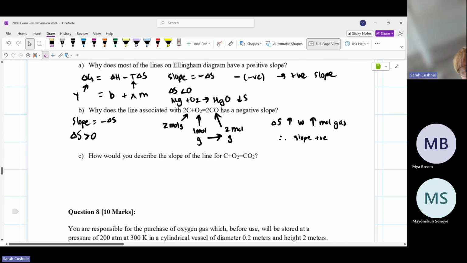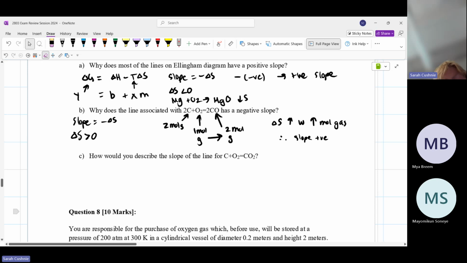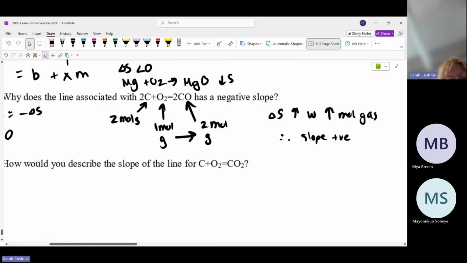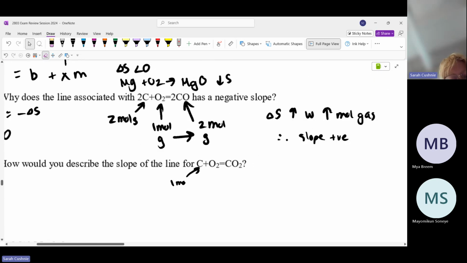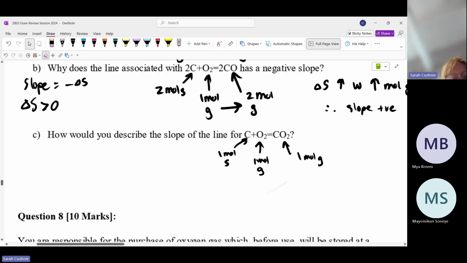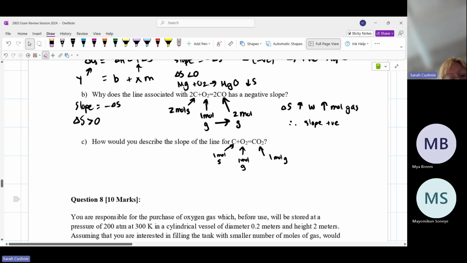And now we have, how would you describe the line of the slope for C plus O2 is CO2? So we're going to do the exact same thought here. So we start with 1 mole solid, 1 mole gas, but now we end up with 1 mole gas. So now we have the same number of moles of gas on either side of the equation. So that means that we're going to have roughly a horizontal line.